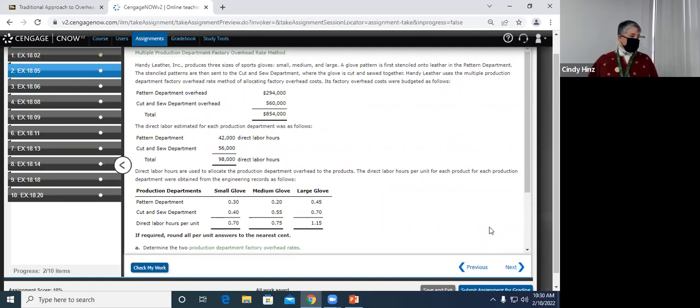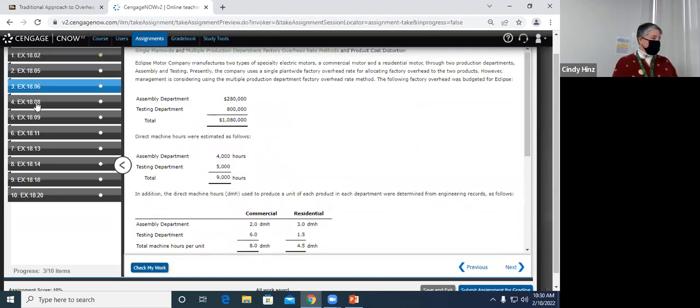So, as I was explaining in the brief introduction, the next step, and this was the second learning objective for the chapter, the next step after the single plant-wide rate is that we have multiple rates based on something like departments, as opposed to activities. And we'll get through this exercise.